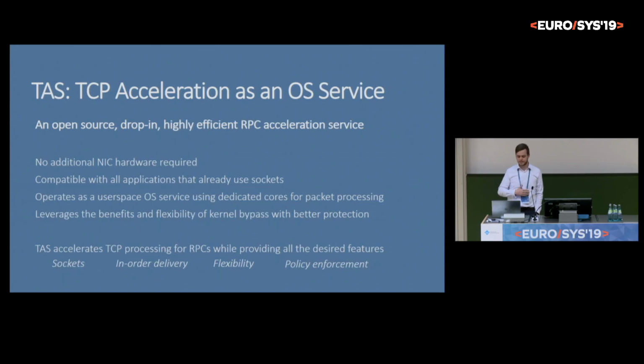Instead, we propose TAS. TAS is an open-source, drop-in, highly efficient RPC acceleration service. TAS does not require special NIC hardware. It can be run on commodity NICs. It's compatible with all applications that already use sockets, and it operates as a user space operating system service with dedicated cores for packet processing. By doing so, it gets the benefits of kernel bypass approaches with better protection. In general, TAS accelerates TCP packet processing for RPCs with all the desired features.